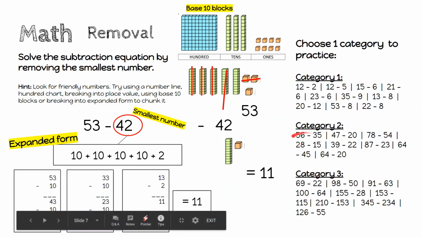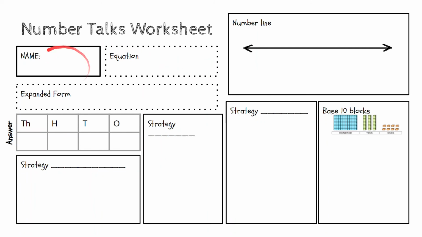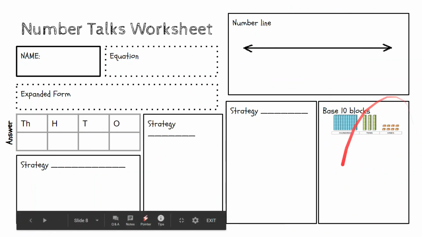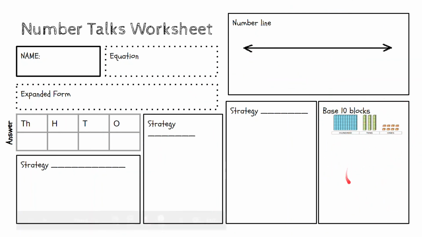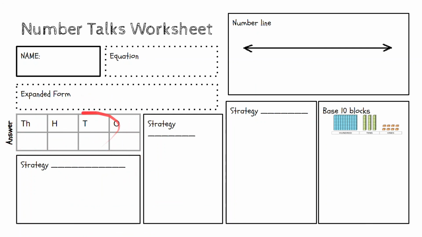Remember, when you choose one of these equations, you can put the equation in right here on your Number Talks worksheet, fill out your name, write it in expanded form, use it on a number line, draw it in base 10 blocks. You can choose one strategy, another strategy, and another strategy that you like to use, and then make sure you write your answer using your place value understanding.